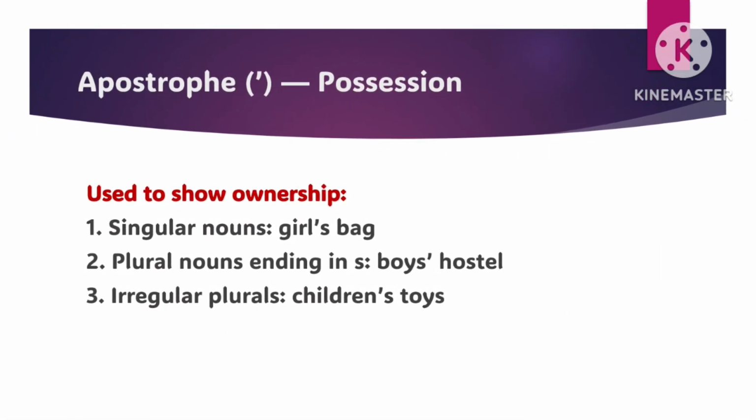Next punctuation is apostrophe. You can see the symbol of apostrophe, but here we are using apostrophe for possession. It is used with a singular noun: girl's bag. So here the bag belongs to the girl. Plural noun ending in s, like boys' hostel, means that particular hostel is meant for the boys. Irregular plurals also use it, like children's toys. So the toys belong to children.